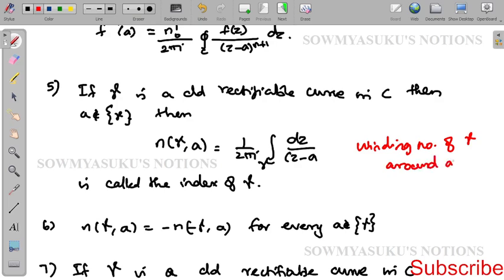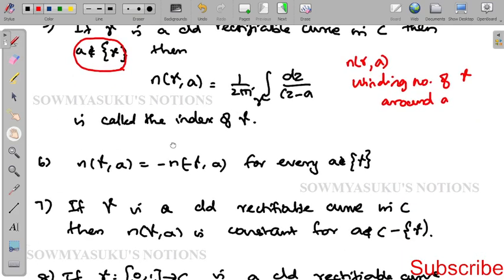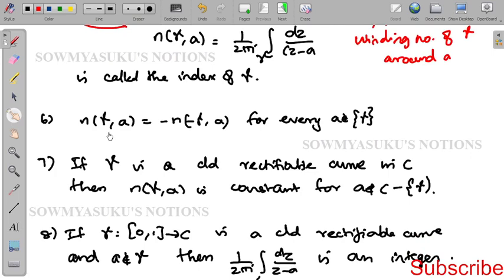So this also we will see. n gamma comma A is called the index of gamma, or the winding number of gamma around A, with the condition that A is not in gamma. Then the sixth property: n of gamma comma A is equal to minus n of minus gamma comma A for every A not in gamma.